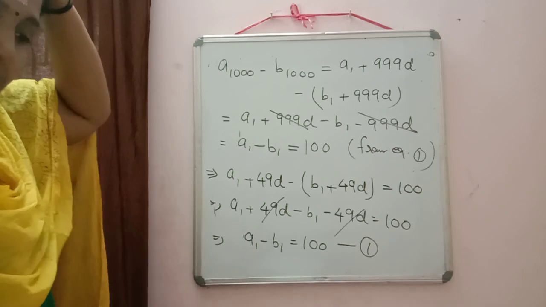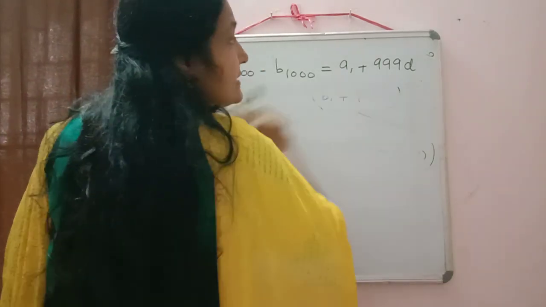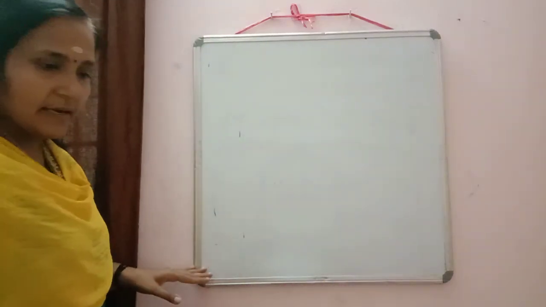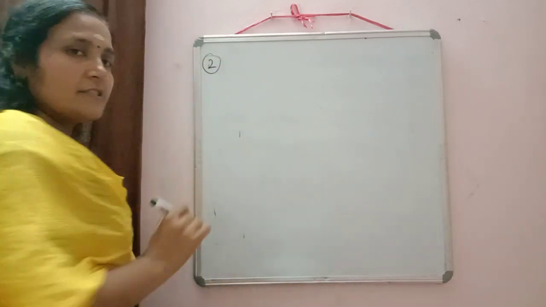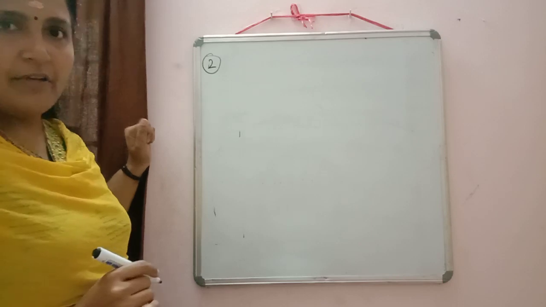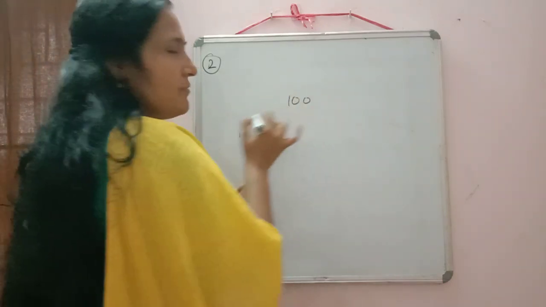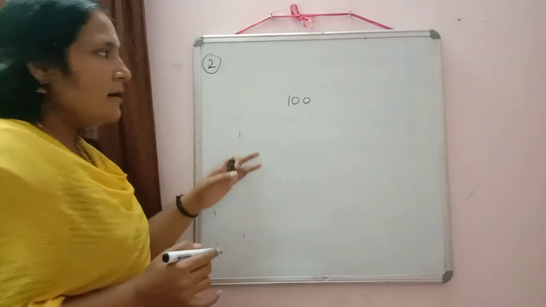Next question is, how many 3-digit numbers are divisible by 6? So first we have to write down the smallest 3-digit number which is divisible by 6. We know the smallest 3-digit number is 100. So we'll check whether 100 is divisible by 6 or not. How can we check?